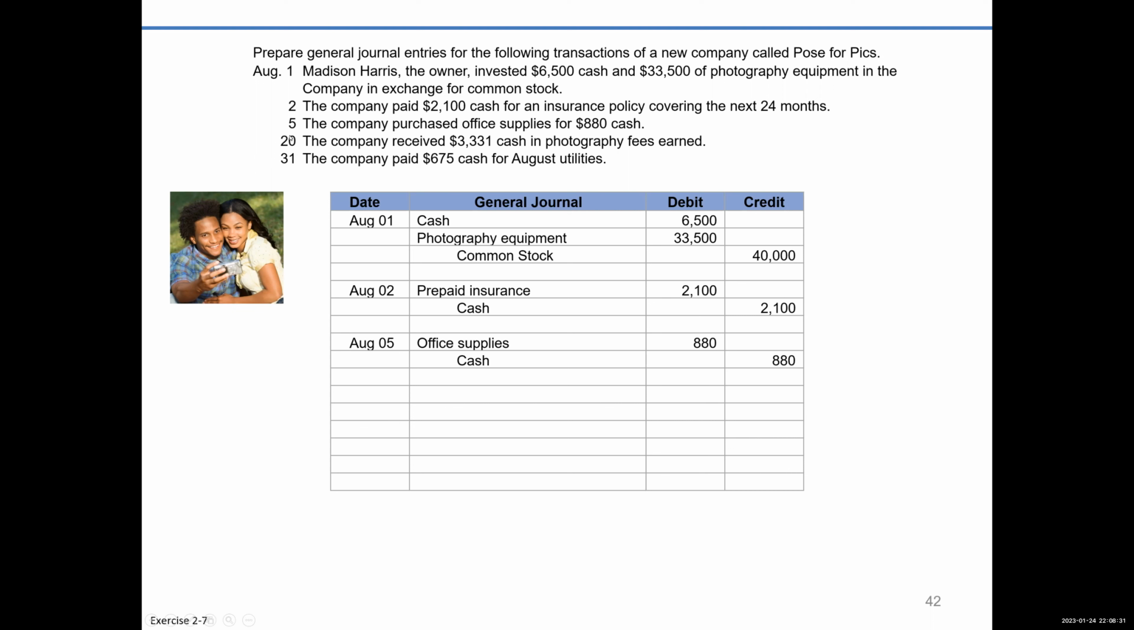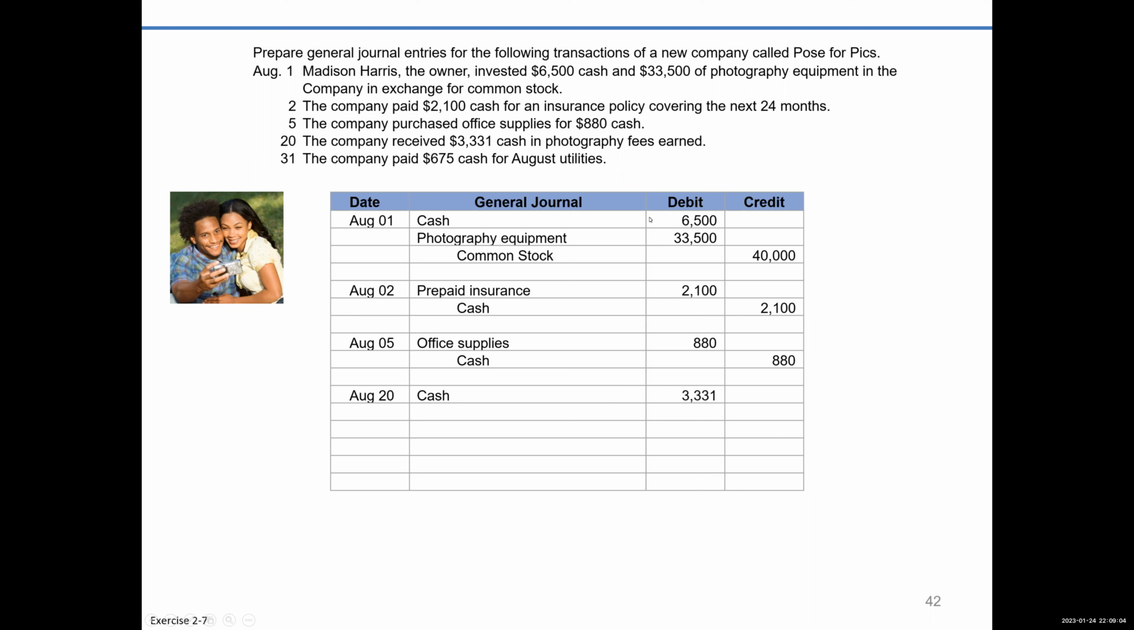Okay, let's do August 20. The company received $3,331 cash. Well, stop there. You receive cash, so you know that you're going to be debiting cash. Okay. So why did we receive the cash? Because we earned photography fees, right? So it has to be some type of revenue account. Let's go ahead and put in our debit for cash because we know cash is going up.